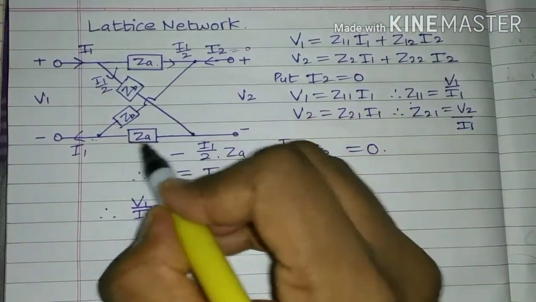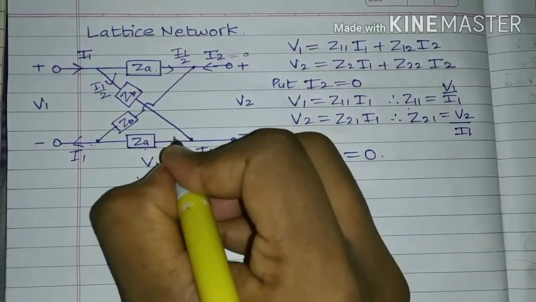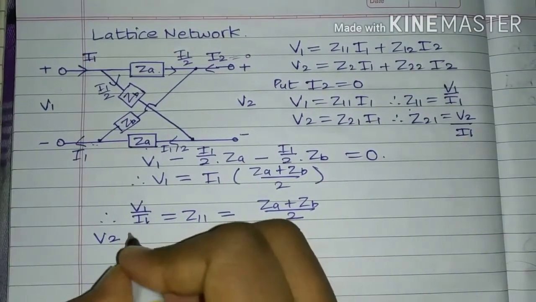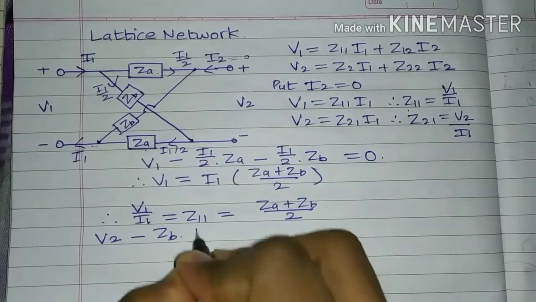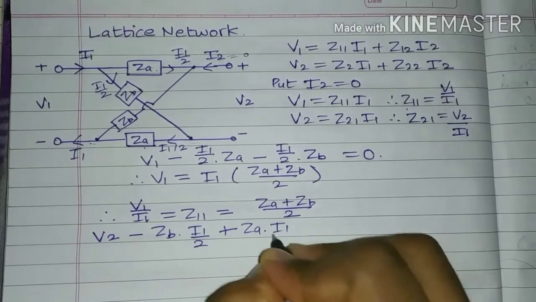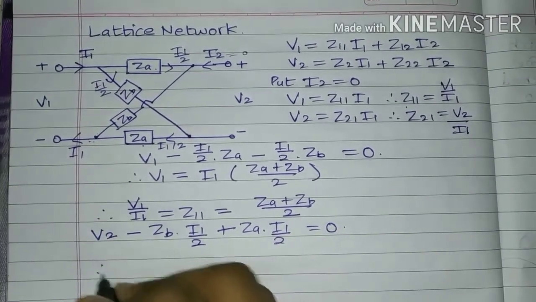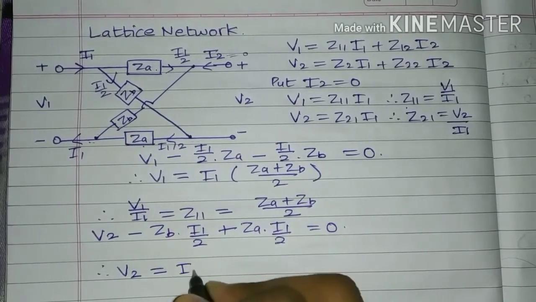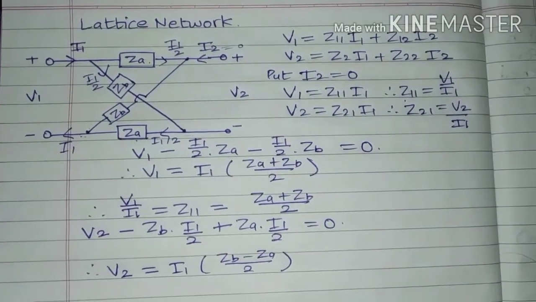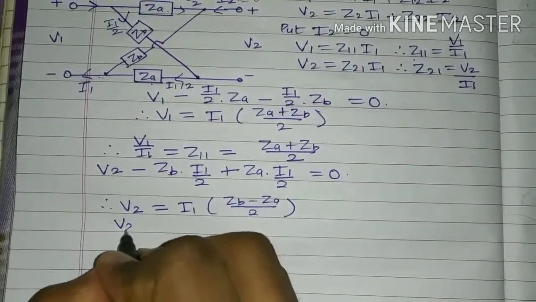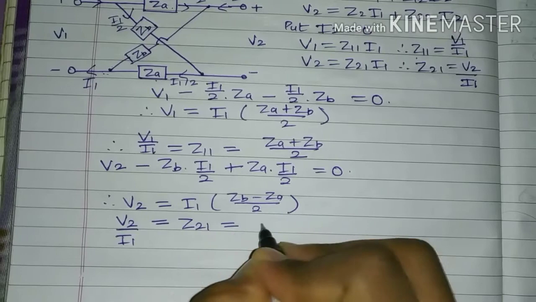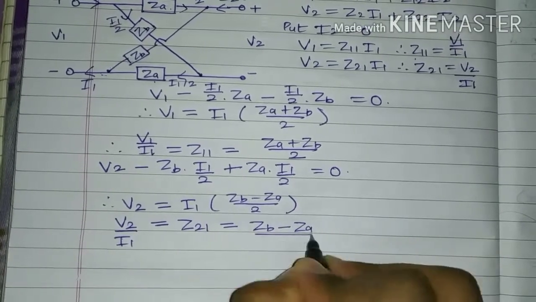Similarly, we have to apply KVL through this path. The current flowing through here is I1 by 2. So we get V2 minus ZB into I1 by 2 plus ZA into I1 by 2 is equal to 0. Hence V2 is equal to I1 into ZB minus ZA upon 2. Therefore V2 upon I1, which is equal to Z21, will be equal to ZB minus ZA upon 2.